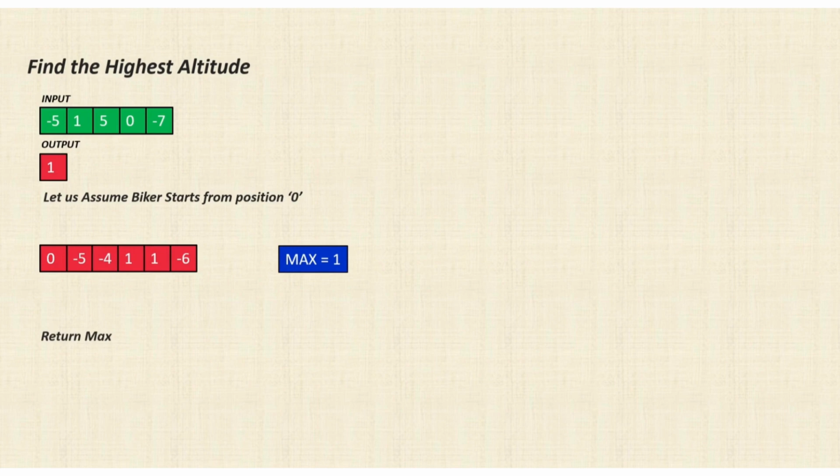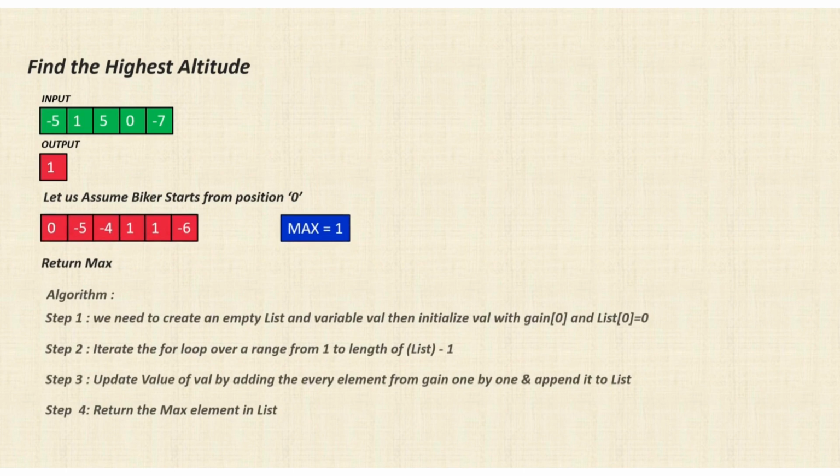So let us try to understand the problem more with the following algorithm. In step 1, we need to create an empty list and a variable val, and then initialize val with gain of 0 and list of 0 as 0. We need to iterate a for loop over a range from 1 to the length of the list, and update the value of val by adding every element from the given gain array one by one and append it to the list. At the end, we will return the maximum element. So this is the approach to solve the given problem.